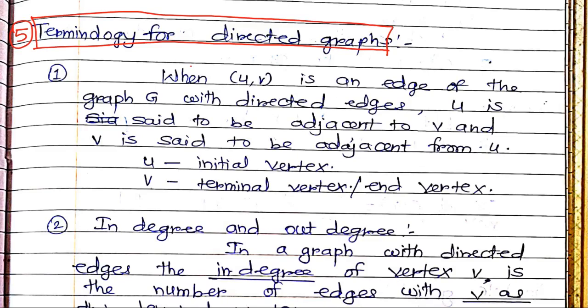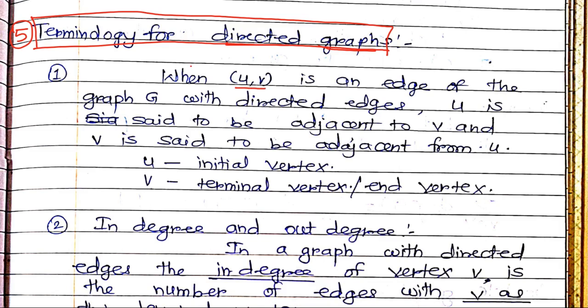In this video we are going to study the directed graph and its terminology. You already know a directed graph is a graph where edges have directions. Terminology means we are going to study the in degree and out degree of a directed graph. First of all we will see the definition.